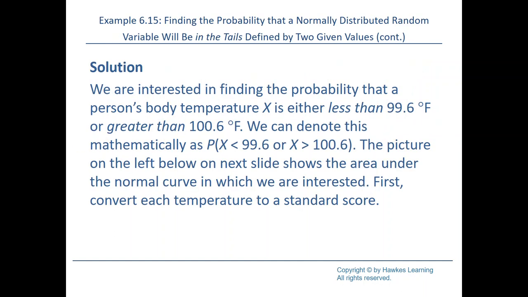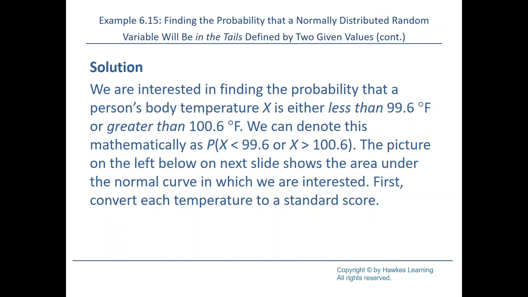That right there tells me that we're interested in the probability that a person's body temperature, that's our variable x, is either less than something or greater than something. To denote that mathematically, it's P of x is less than 99.6, and then we're going to actually use the word or, and then say x again is greater than 100.6. So this takes us back to when we were learning probability in the earlier chapter.